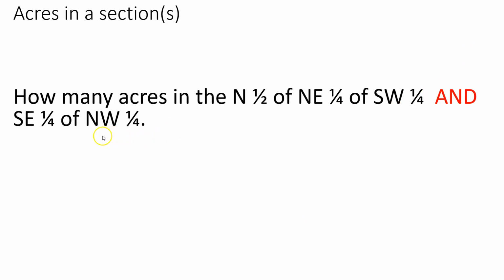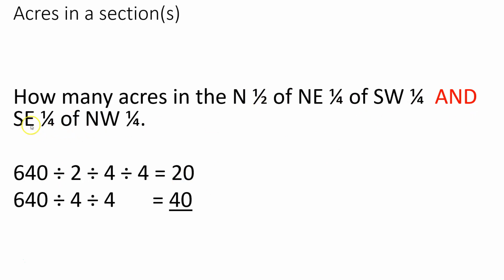We always start off with what number? 640. And literally, I'm doing the first one. I just take the denominators: 640 divided by 2 divided by 4 divided by 4. That equals 20. Then I do another 640 divided by 4 and divided by 4 equals 40. Total answer 60. Look for that word and. That's really going to help you.